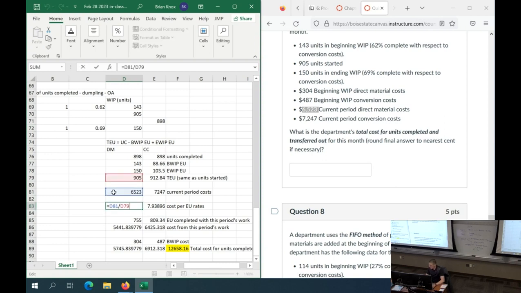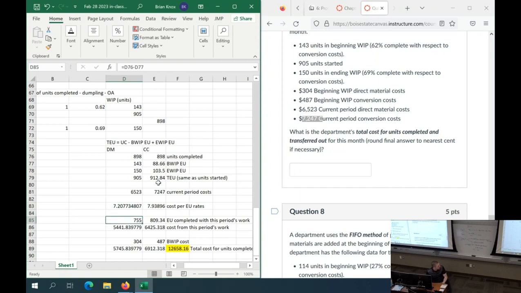And we do the same thing over here in conversion costs. We take the current period conversion costs, which were copied over just from the problem right here, and divide by the TEU, which we just calculated with respect to conversion costs. All right, so we have our two rates. Great. These are our rates for this period's work, the cost per equivalent unit rates for this period's work.